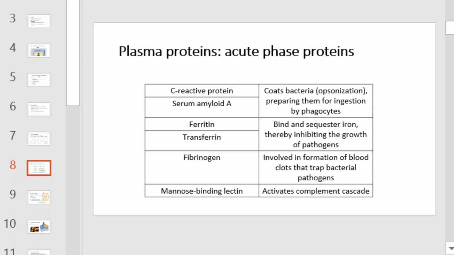Plasma proteins, or acute phase proteins, are listed in this table. As was the case with the previous slide, pause the video and make sure you familiarize yourself with each of these plasma proteins and their mode of action.